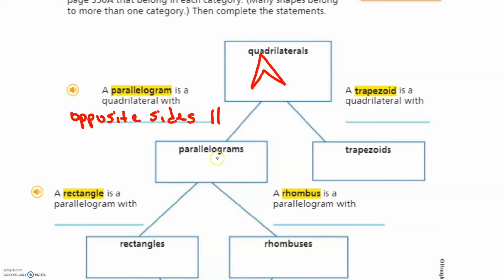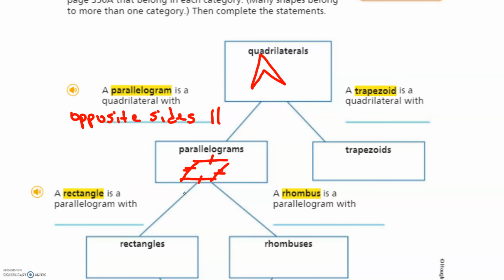So a parallelogram, opposite sides parallel. Those two sides are going to be parallel, and then these two sides are parallel. And this side looks like it's the same length as that side, and that side is the same length as that side. So the opposite sides are not only parallel, but they're also the same measurement. And then I believe we also talked about the angles. The opposite angles are also the same measurement.